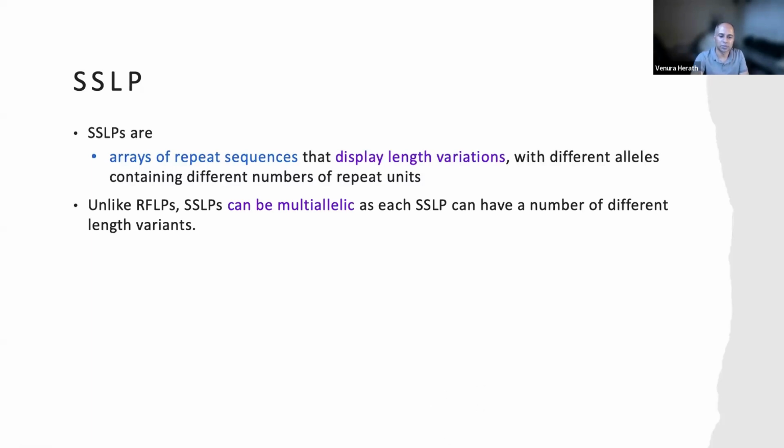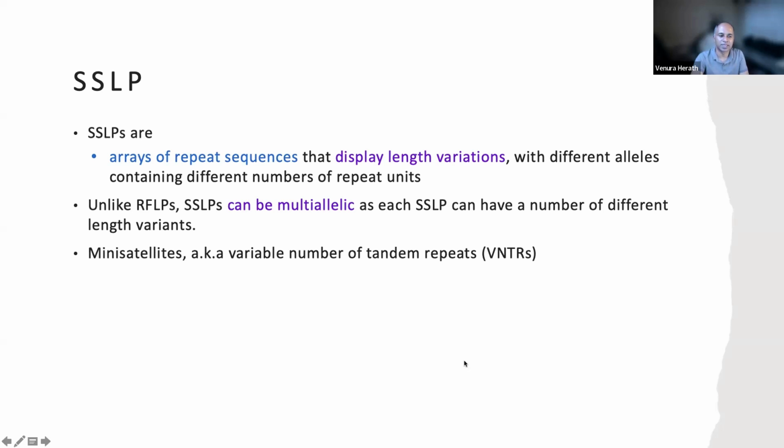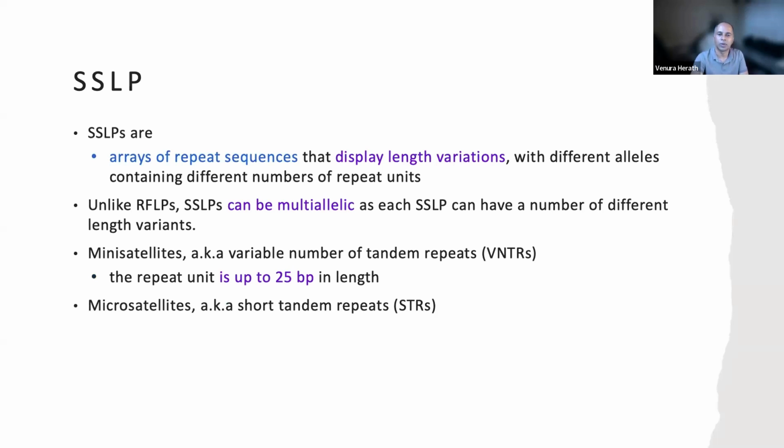And there are two types of SSLPs. One is minisatellites, also known as VNTRs, or variable number of tandem repeats. Here the repeat unit is usually up to 20 to 25 base pairs in length. Compared to that, the microsatellites, or what we call short tandem repeats, or STRs, have shorter repeats, usually 13 base pairs or less. Okay, and you'll see which one is ideal for most of our scenarios in a bit.